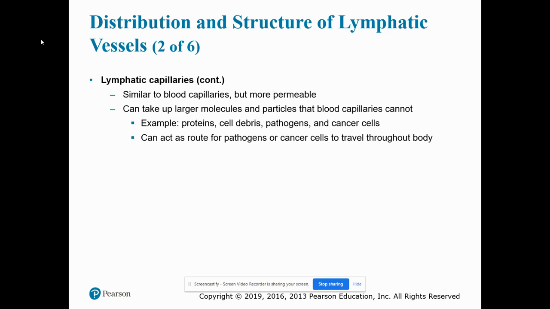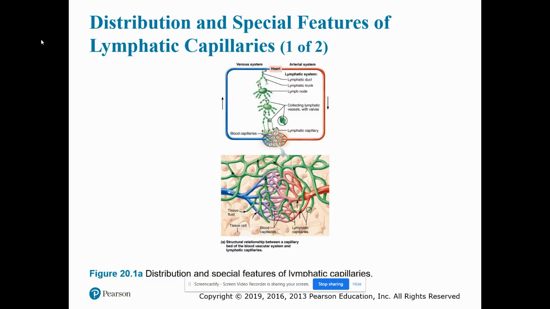Lymphatic capillaries are similar to blood capillaries, but they're more permeable. They can take up larger molecules and particles that blood capillaries cannot. For example, proteins. Blood capillaries cannot pull proteins back in. Also cellular debris, pathogens, and cancer cells. It also acts as a route for pathogens or cancer cells to travel throughout the body. So what you would see is a capillary bed.